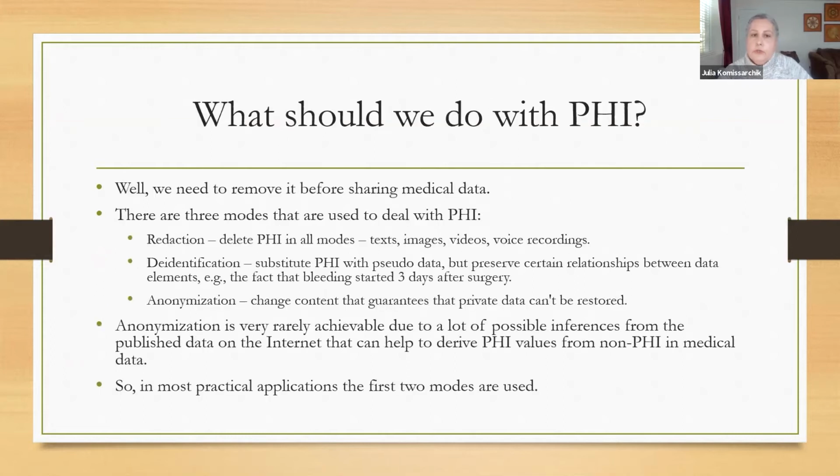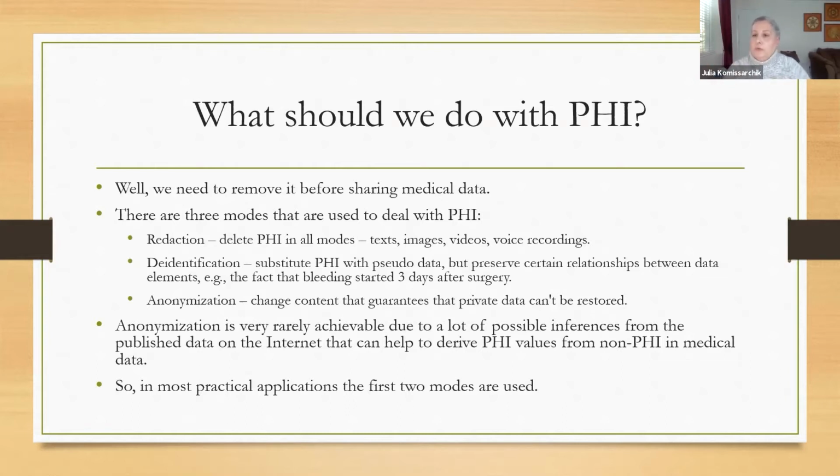So what should we do with PHI? Well, we need to remove it before sharing medical data. Or in that case, it's not only medical data; we need to remove private information before we can share any kind of data. There are three modes that are used to deal with PHI. One of them is redaction, meaning the information is deleted, just blacked out from the record. The other is de-identification, where, let's say the record was for John Smith, and you change it to Frank Brown.